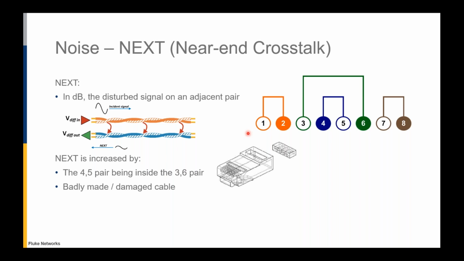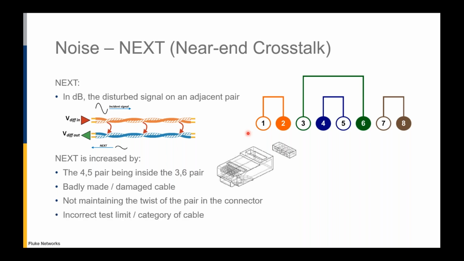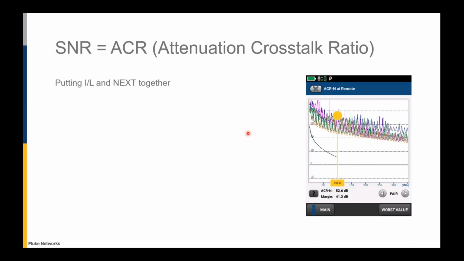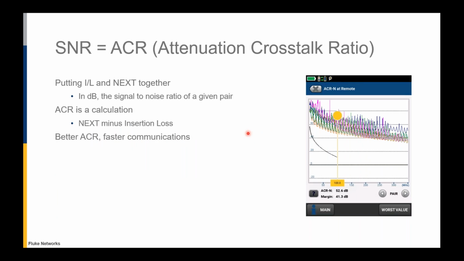Next can be caused by a damaged cable or a poorly made cable, not maintaining the twist. Again, that twist is very significant in keeping the signal in there. And again, the wrong category of cable. So if we put these 2 measurements together, the signal strength and the noise level, that'll give us a signal to noise ratio. And the better the signal to noise ratio, the faster we can communicate.